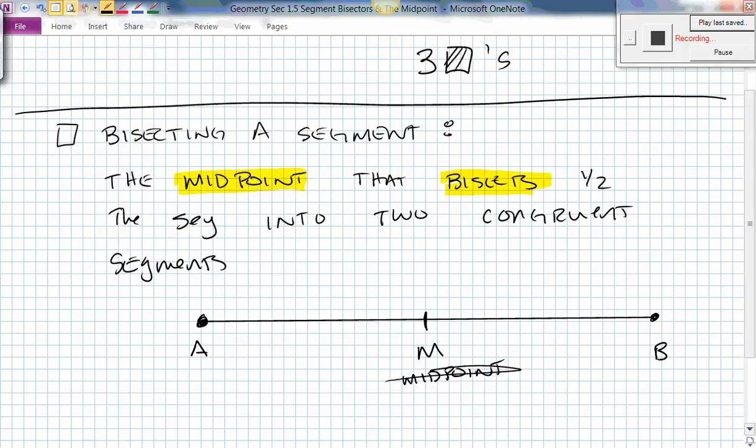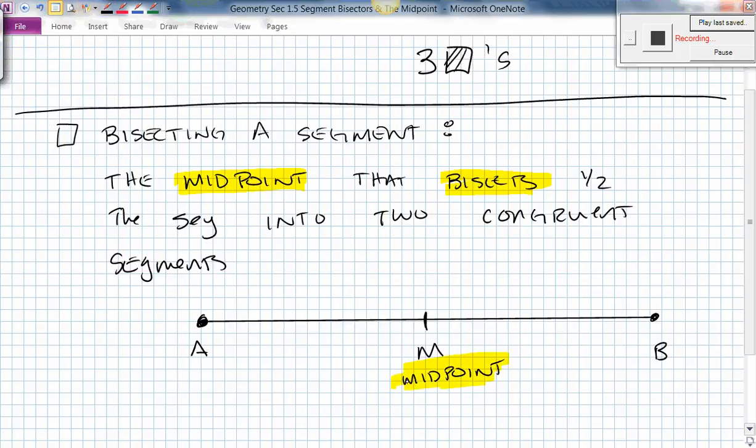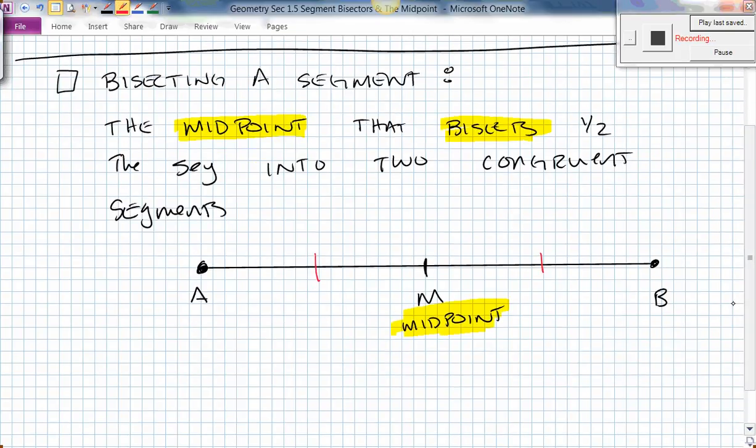Whoa, that's not right. So the midpoint, here's that word. And what it does is it bisects the two parts from A to M and from B to M and makes them congruent. So now if we know that M is the midpoint, we can say that segment AM is congruent to segment BM because we know that M is the midpoint. And the way we represent congruent is with these tiny little hash marks here. So this little symbol here again means congruent.